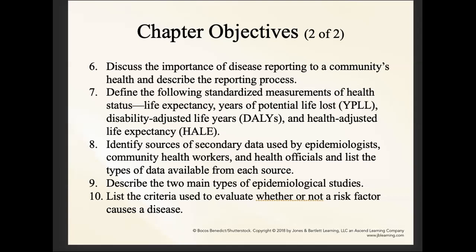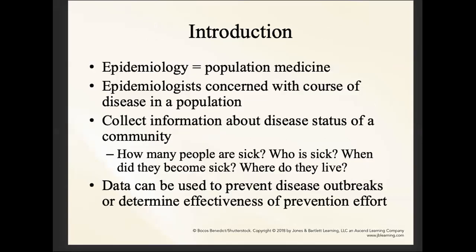You'll identify sources of secondary data used by epidemiologists, community health workers, and health officials, and list the types of data available from each source. You'll describe the two main types of epidemiological studies. And finally, you should be able to list the criteria used to evaluate whether or not a risk factor causes a disease. So to start, let's go over a few of the important terms when thinking about epidemiology.